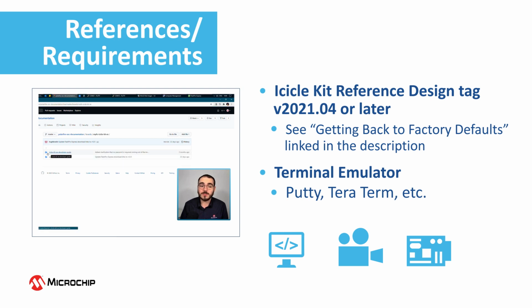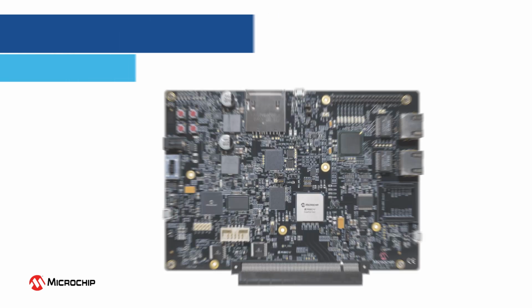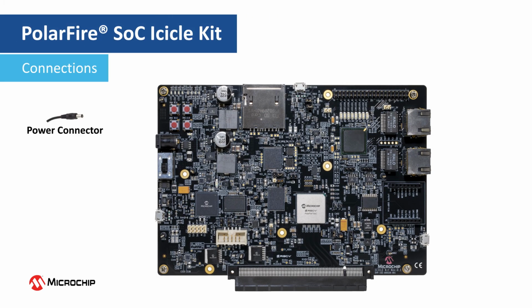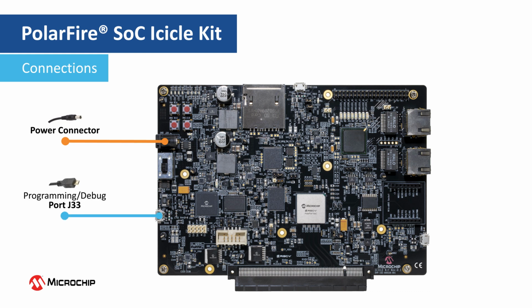You'll also need a terminal emulator such as PuTTY or Teraterm to use the MSS UART connections. To program and test your board, ensure that a power cable is connected to the power connector shown here. For programming and debug, a micro USB cable should be connected to port J33 on the left of the board. To access the MSS UART connections, connect a micro USB cable to port J11 on the right of the board.